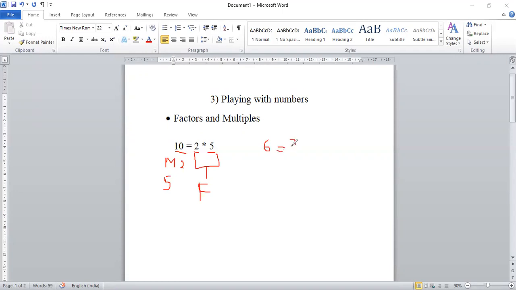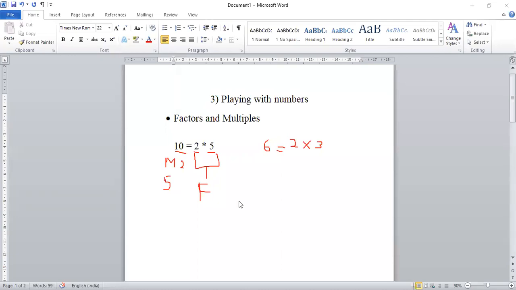2 into 3. Yes. So what are the factors of 6? 2 and 3 are the factors of 6. And 6 is a multiple of 2 and 3, because when we multiply a number with another, it becomes a multiple of that number. Understood? Okay, so this is the way we find the factors and multiples. For finding factors and multiples, we should know the tables very well.